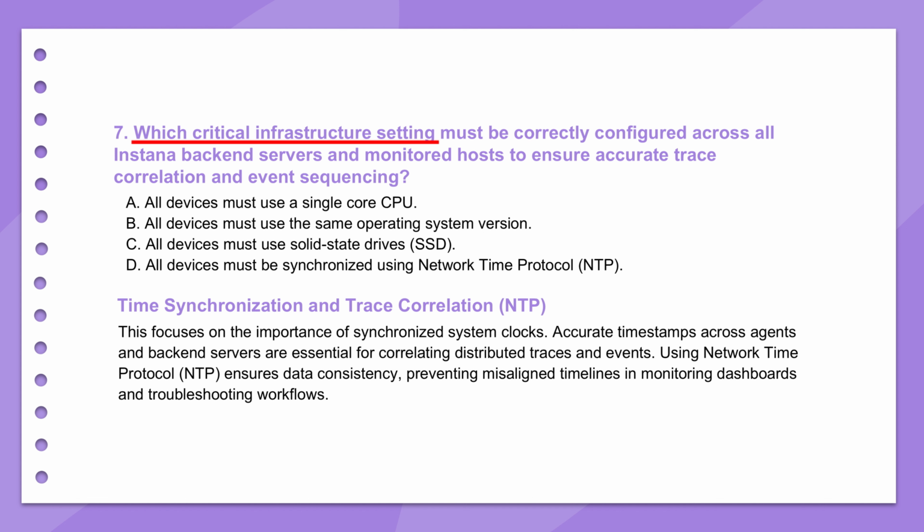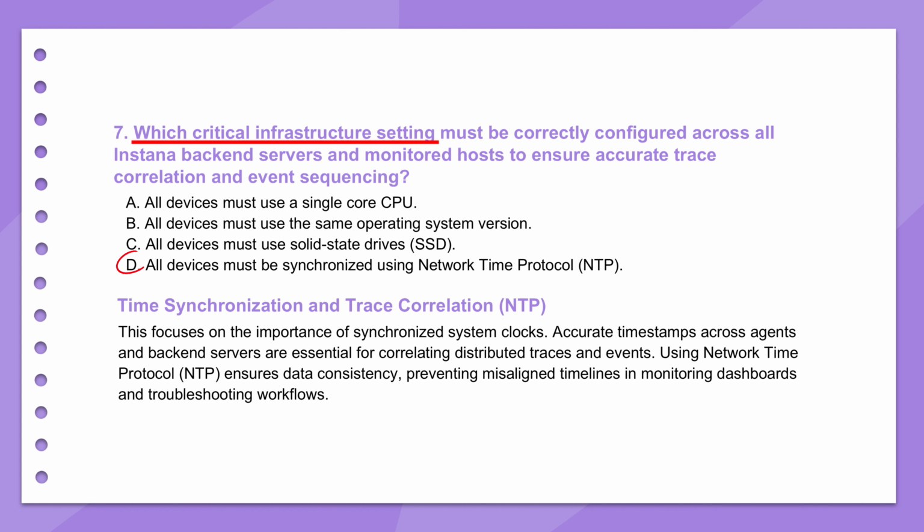It is. All devices must be synchronized using Network Time Protocol, NTP, period. NTP. Why is accurate time so non-negotiable here? Think about how distributed tracing works. It's about stitching together tiny event spans that happen across potentially dozens of different services on different machines. Right, microseconds matter. Exactly. If the clocks on those machines drift apart by even a few milliseconds, forget it. The back-end system completely loses the ability to accurately reconstruct what happened when.